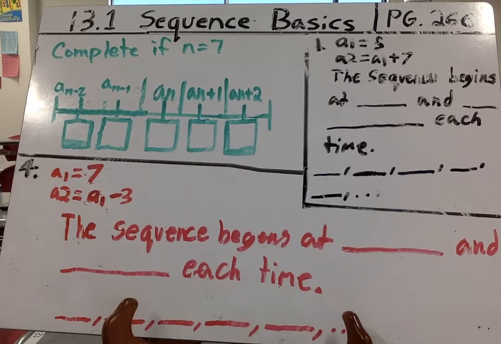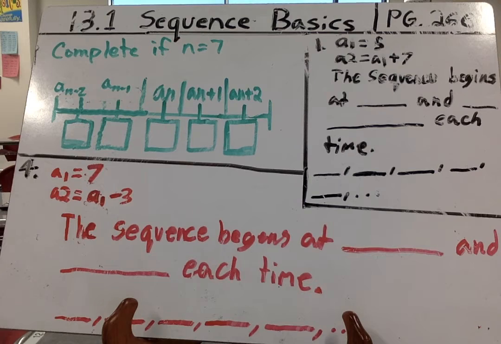Terms are represented by A with a subscript number, indicating the location in the sequence. In the first example, A1 equals 3, and A1 in the second example equals 16. Sequence notation: A1 equals the first term, An equals the nth term in the nth position. A sub n minus 1 is the term before the nth term.